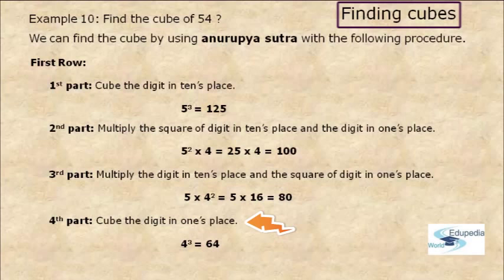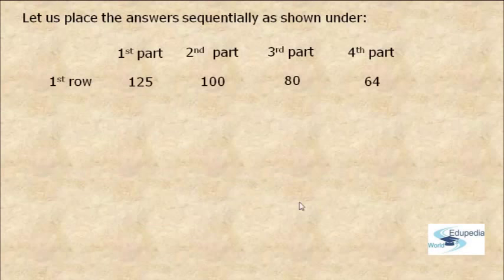Now after getting the first part, second part, third part and fourth part of the first row answers, we have to write all these answers sequentially as shown here. So I have written the first, second, third and fourth part of the first row answers like this. After writing the answers of the first row, what we have got is like this. Now let us move on to the second row process.